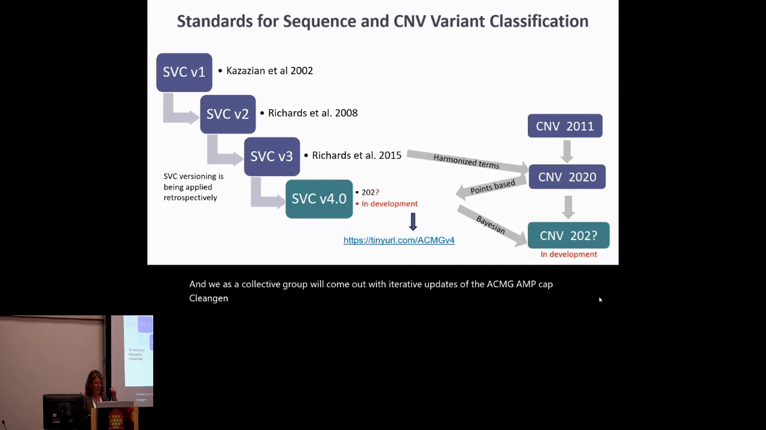We have also been working back and forth to harmonize across CNV and sequence variant classification, and they've now reconvened the CNV committee to use the Bayesian framework as well. So that's going to be gradually harmonized. At some point, it'll be a single guideline that covers everything, but we're not quite there yet.